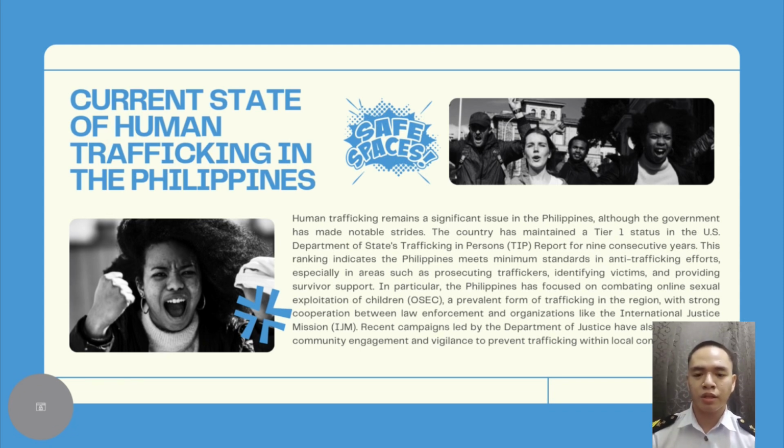The government's anti-trafficking efforts are supported by a whole-of-nation approach, which includes collaboration with international partners to strengthen laws and provide resources for victim protection. However, poverty and lack of opportunities continue to drive trafficking, prompting an ongoing need for education and economic support to reduce vulnerabilities.